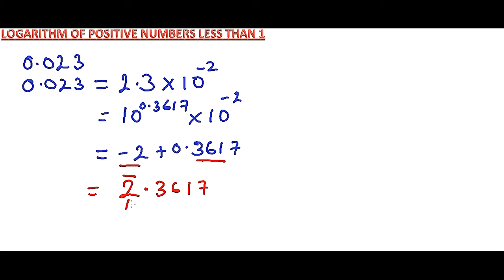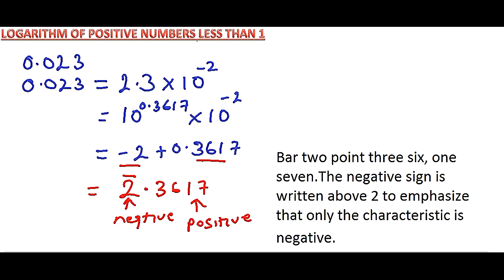What this means is that this is a negative and this is a positive value. So we are mixing a positive value and a negative value. This is positive. So when you combine both, that is the logarithm. It is read as bar 2.3617. Let me write that for you. So it is read as bar 2.3617. The negative sign is written above 2 to emphasize that only the characteristic is negative.